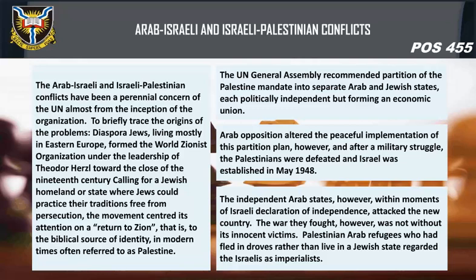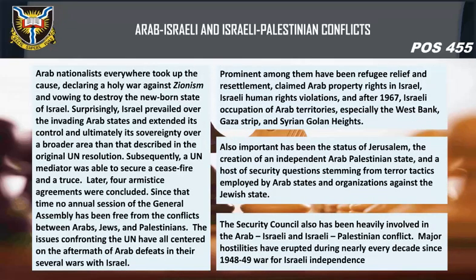Palestinian Arab refugees who had fled in droves rather than live in a Jewish state regarded the Israelis as imperialists. Arab nationalists everywhere took up the cause, declaring a holy war against Zionism and vowing to destroy the newborn state of Israel. Surprisingly, Israel prevailed over the invading Arab states and extended its control and ultimately its sovereignty over a broader area than that described in the original UN resolution. Subsequently, a UN mediator was able to secure a ceasefire and a truce. Later, 4 armistice agreements were concluded.